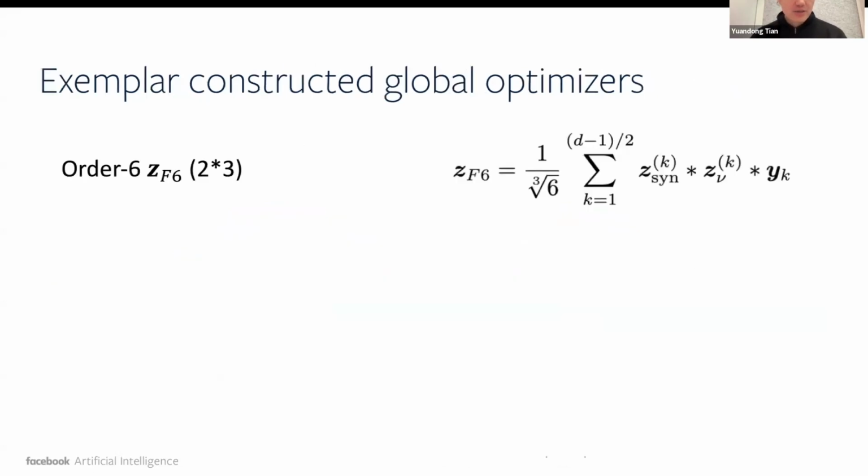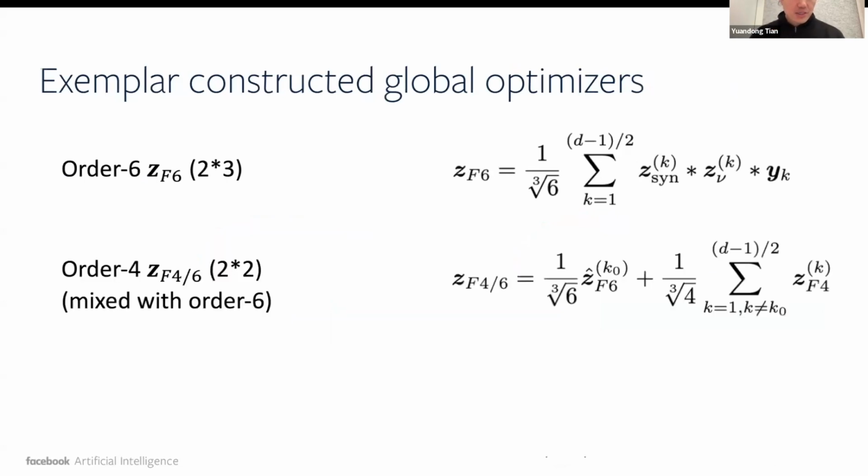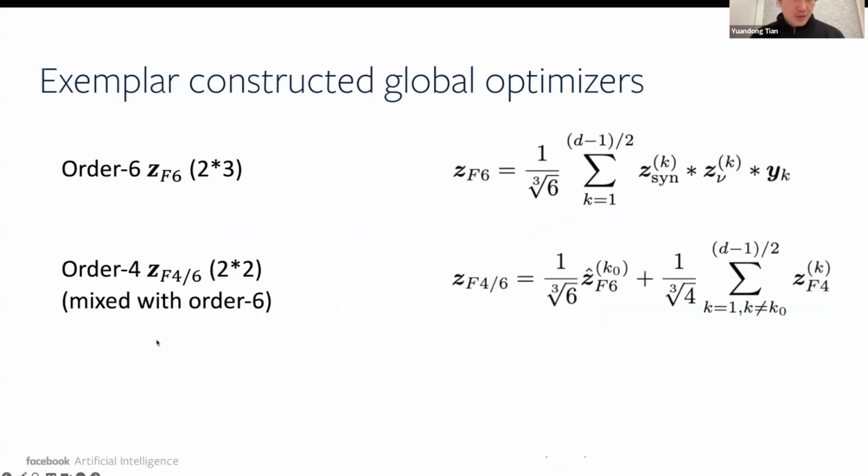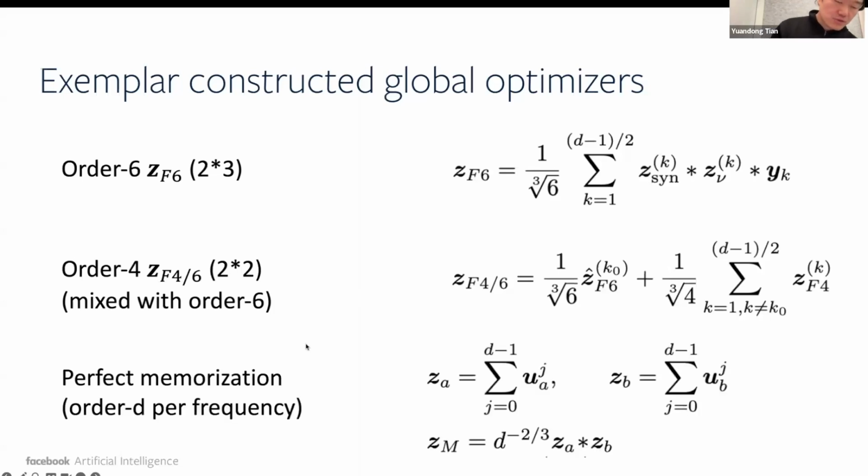So we can follow this kind of construction paradigm, and you can construct many different solutions. For example, the order 6 solutions you construct by multiplying a solution of order 2 and a solution of order 3, and then summing them together over different frequencies. You can have another order 4 solution, which is an order 2 times order 2 summed over all the possible frequencies, but it needs to be amended. You can also construct solutions that correspond to perfect memorization, which are the order D solutions.